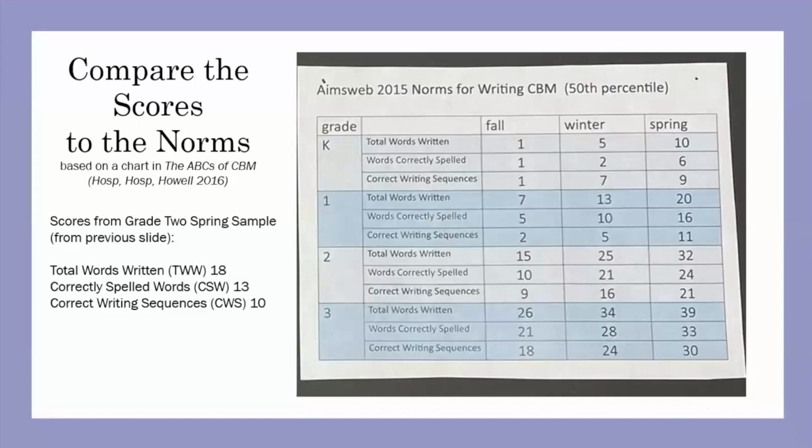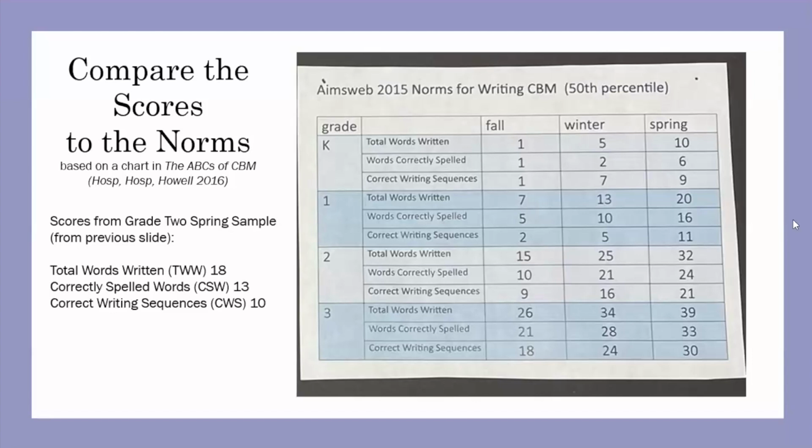interventioncentral.org has information and materials you can use for conducting a CBM, but the norms they provide are old, I think like 2003 or 2007, something like that. Ames Web has norms from 2015.